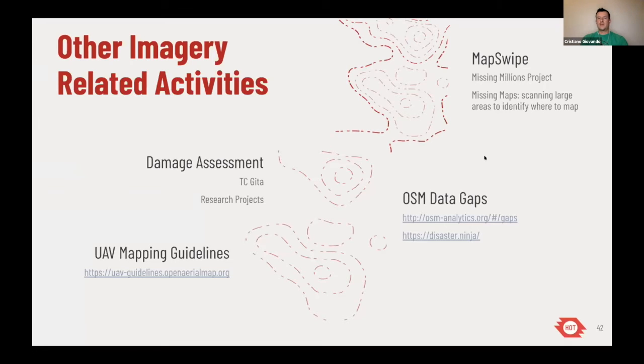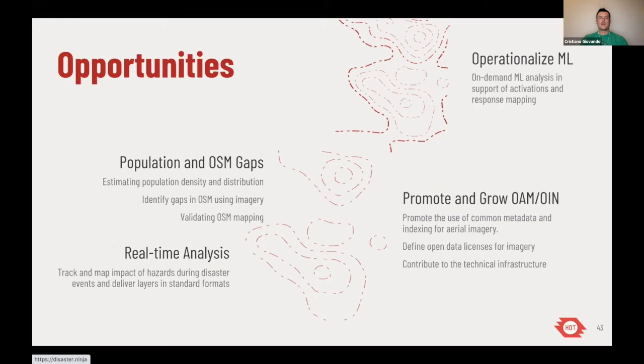And what I mentioned before, the data gaps, we also work with a group called Disaster Ninja to try to better understand any gaps in your OSM layer, and how we can create new projects for mapping to fill those gaps.